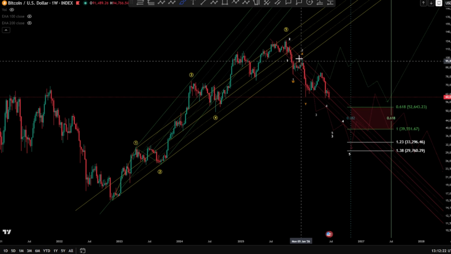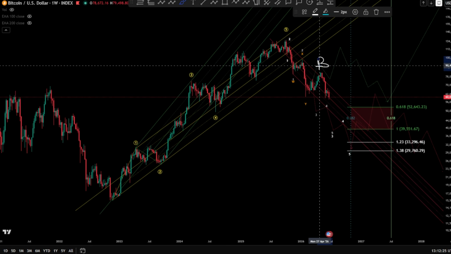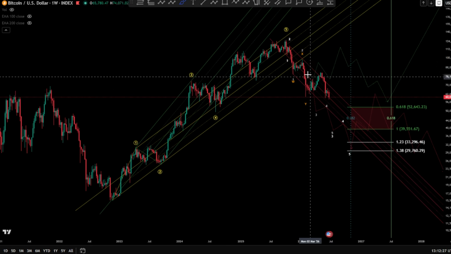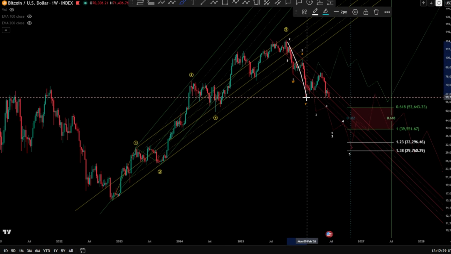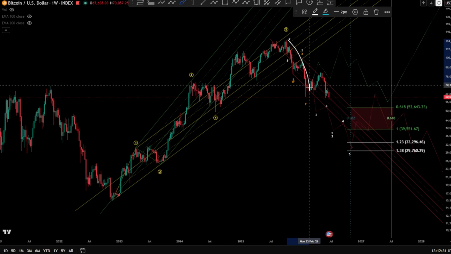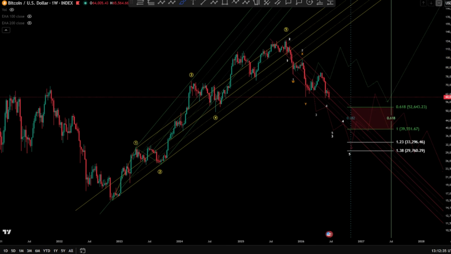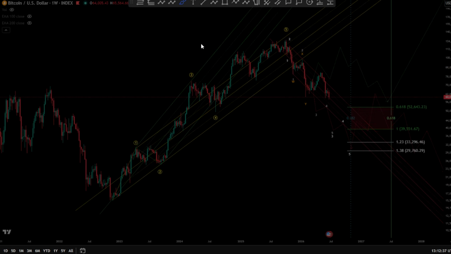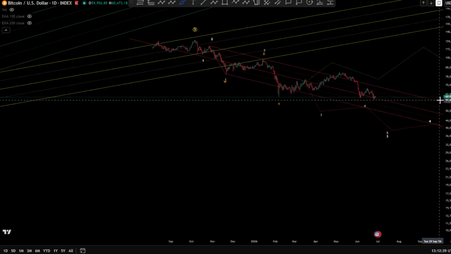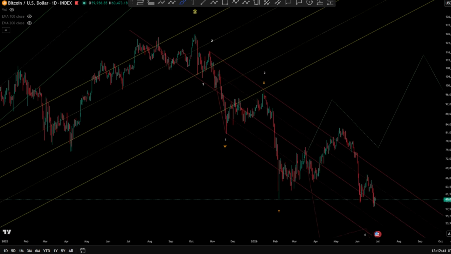Now, you will tell me, but what if it is a wave B for a zigzag? Well, for a zigzag, you need, of course, an impulse here. And because this is not an impulse, despite that you have one, two, three, four, and a five here, internally the problem with it is that your wave three is also an expanding diagonal.